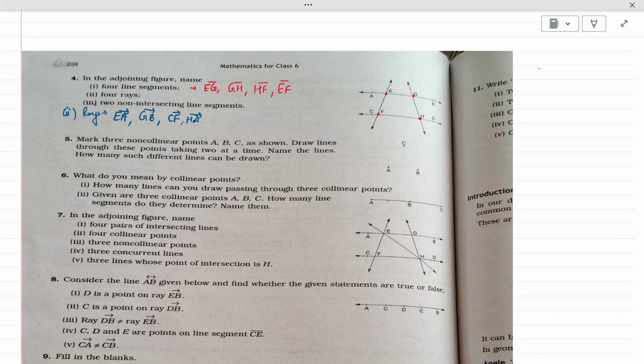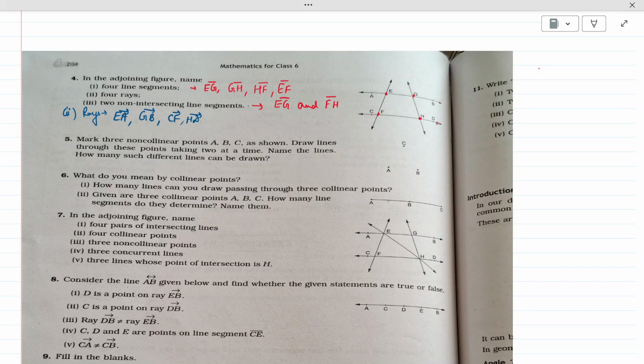Okay. Now the third is 2 non-intersecting line segments. So that means we have to name 2 line segments which are not intersecting with each other. So what are those line segments which are not intersecting with each other? They are, I'm writing here, EG and FH. They are not intersecting with each other.